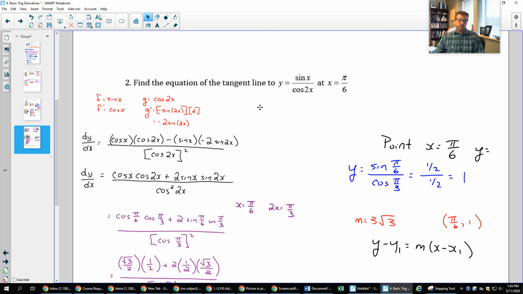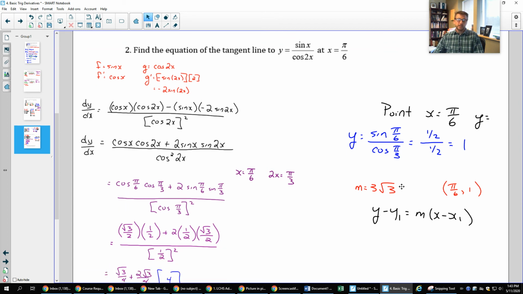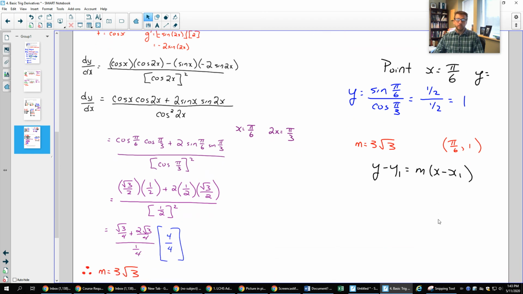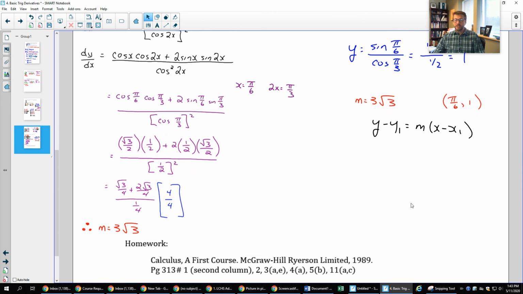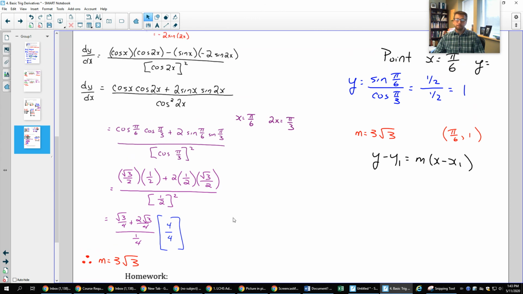The second part of the question is, what's the equation of the tangent line? So find the equation of a line. You need to know the x and the y value. Your y value goes right back to the original function. So what's the sine of 30 degrees divided by the cos of 60 degrees, or sine of pi over 6 over cos of pi over 3. So that y value becomes 1. Now you've got a slope of 3 root 3 and a point of pi over 6 and 1. You could just plug it in the formula and simplify. It looks like I was just not ambitious enough to keep that going, but that would be your last step.